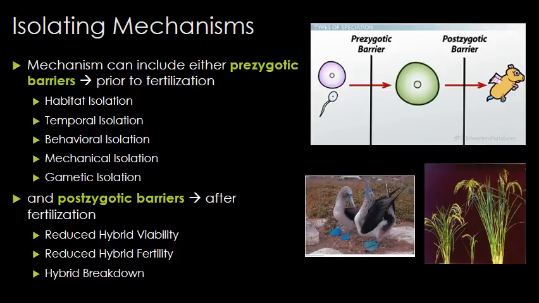There must be some other form of isolating mechanism that occurs. So in sympatric speciation, there are a lot of different isolating mechanisms. We're going to look at the major ones here. They fall into 2 major categories, the prezygotic or prior to fertilization and the postzygotic after fertilization.